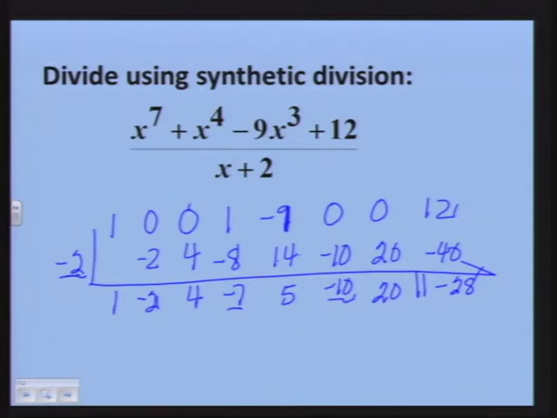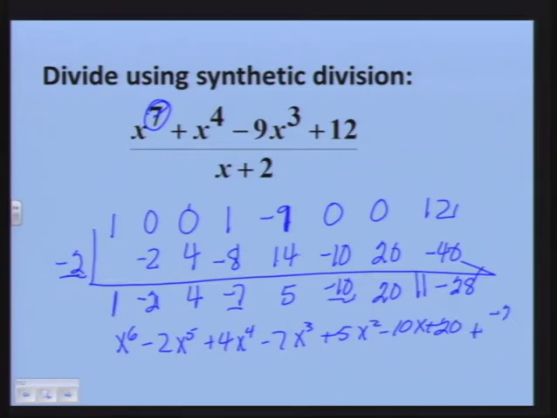So what's my answer? 1x to 1 less power than this right here would be x to the 6th. So x to the 6th minus 2x to the 5th plus 4x to the 4th minus 7x cubed plus 5x squared minus 10x plus 20 plus a negative 28 divided by, I don't have a lot of room for that, do I? Let's see if I can do a little better. Let's just drop down here, plus a negative 28 divided by our divisor of x plus 2.